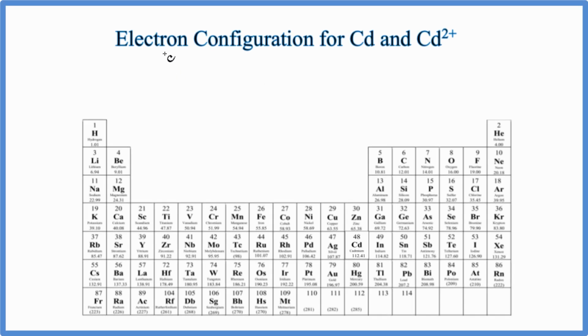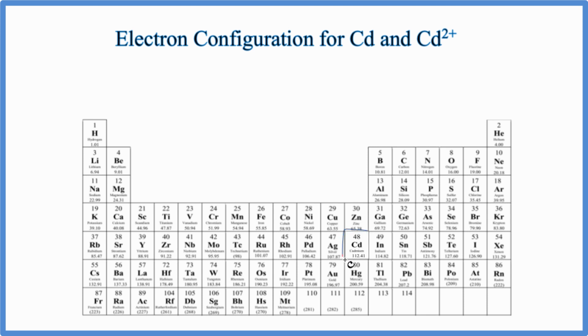In this video, we'll write the electron configuration for Cd and Cd2+. The first thing we need to do is figure out how many electrons Cd has. So we'll write the electron configuration just for this neutral cadmium first, and then we'll just remove 2 electrons and get Cd2+. So the first thing we need to know is how many electrons we have for Cd.